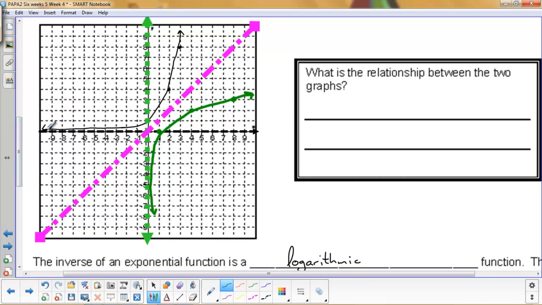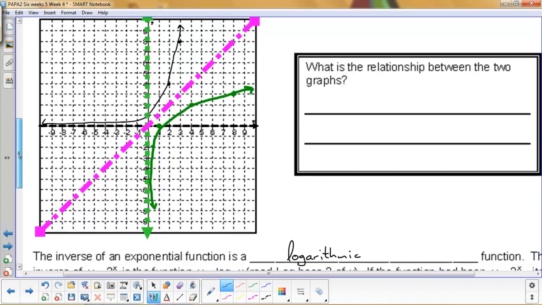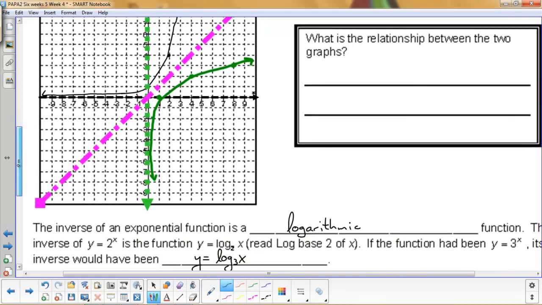Notice that the original is in black, including its asymptote. Notice that the inverse is in green, including its vertical asymptote. And notice that there is this line between the two functions. Please describe in your own words the relationship between the two graphs and include the significance of the pink dotted line. Be ready to share your response tomorrow in class.